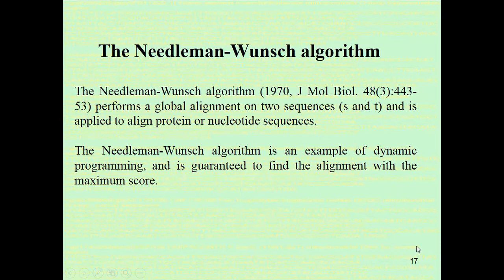The Needleman-Wunsch algorithm was generated in 1970. Here is the article link, Journal of Molecular Biology. You can have a look if you are interested in reading that article. The Needleman-Wunsch algorithm performs a global alignment on two sequences, S and T, and is applied to align protein or nucleotide sequences. So this algorithm helped researchers align many proteins globally in the early era of bioinformatics. The Needleman-Wunsch algorithm is an example of dynamic programming and is guaranteed to find the alignment with the maximum score.